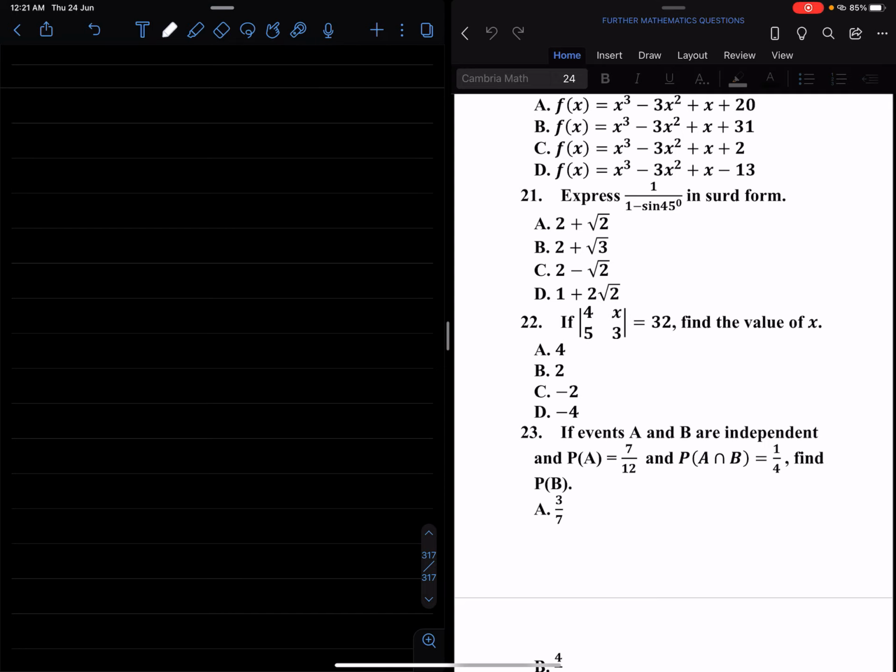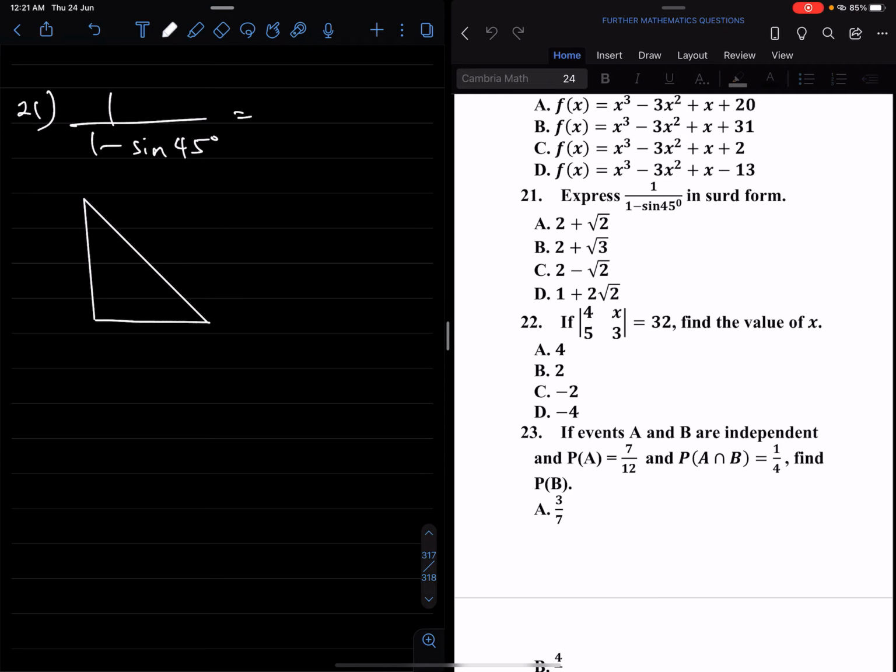Number 21 is the next one. Express 1 all over 1 minus sine 45 degrees in short form. Sine 45 is for the sine, cosine and tangent of angle 45 degrees.